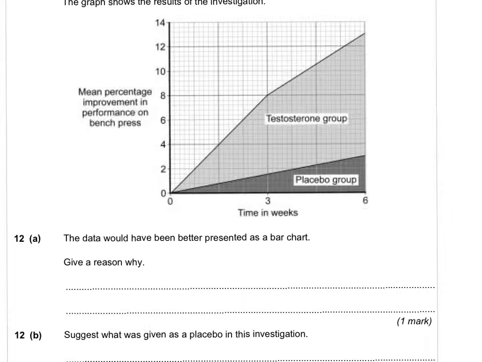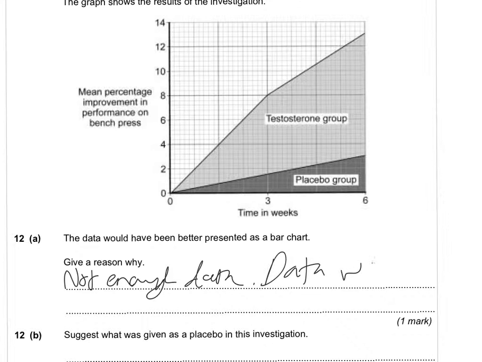So first question then, it's saying the data would have been better presented as a bar chart, and we need to give a reason why that is. The basic answer that's on the mark scheme is that there's not really enough data for a line graph. So there's not enough data. I also accepted it if you said that the data was categoric and not continuous. So by that, we mean the data is put into categories, and the 2 categories are either the testosterone group or the placebo group. Okay.